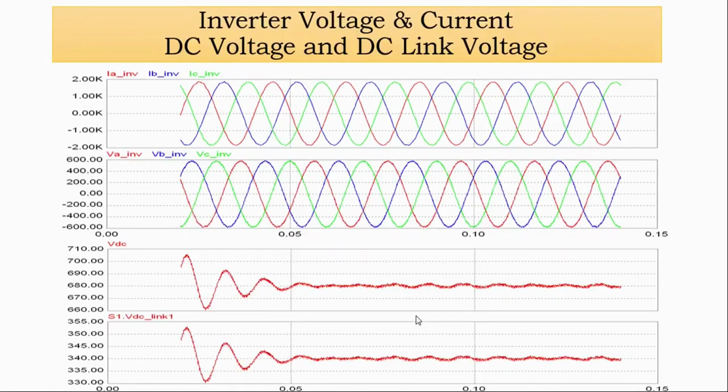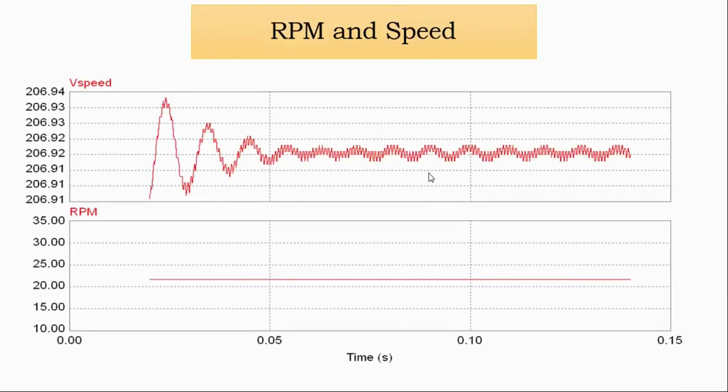So our next thing is the inverter voltage and current and DC link voltages. The two DC links are available in the C/2 structure, and these are the sinusoidal inverter voltages. Similarly, we have the speed of the rotor and the theoretical RPM of the wind turbine.